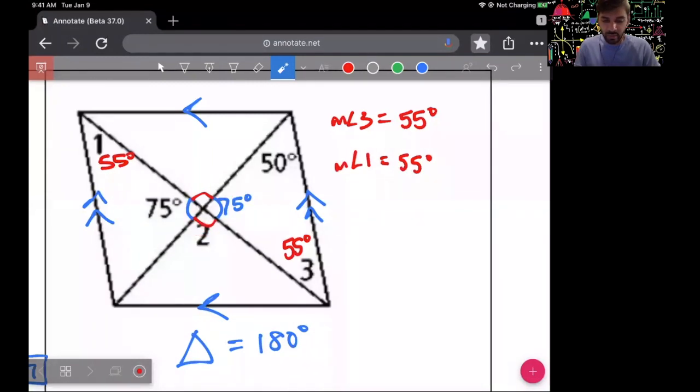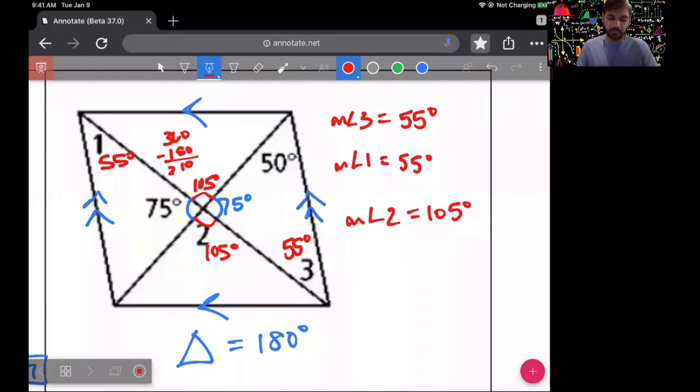So over off to the side, I'm going to say 360 minus 150 is equal to 210. And so if these two have to be totaling up to 210, then I just divide that by 2 now. So 210 divided by 2 is equal to 105 for each of those, 105 and 105. So now I get that the measure of angle 2 is equal to 105 degrees.